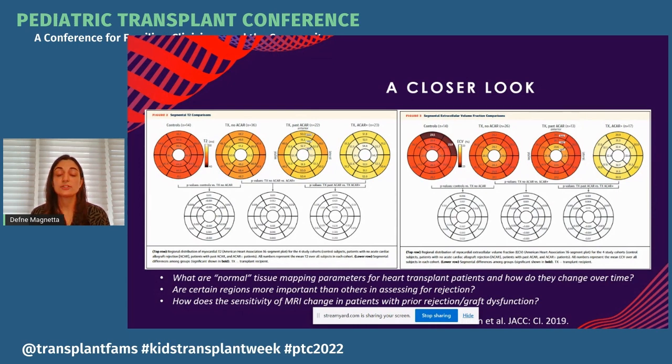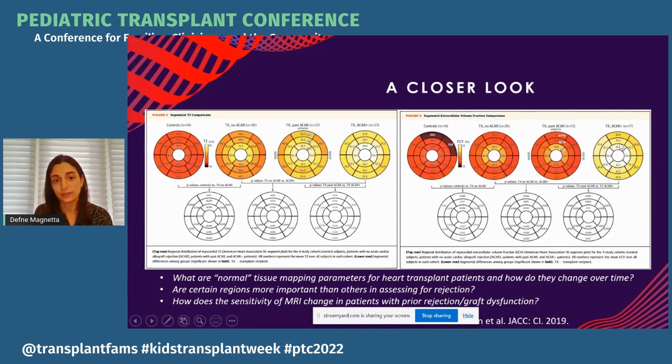So here they chose to compare not only patients with and without rejection, but transplant patients to non-transplant patients and those who had prior rejection. On the left panel is T2, on the right is ECV, but basically the controls are patients who've never had a heart transplant. The transplants, no rejection, are patients who've had a transplant but don't have any history of rejection. And then patients who had prior rejection but are not currently rejecting, and those who are currently actively in rejection.